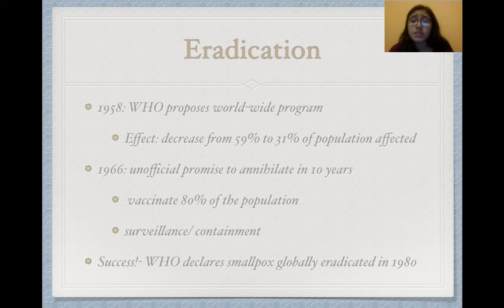So two important components of trying to fulfill this promise were, first, to try to vaccinate 80% of the populations, with the reasoning that it would then be easier to isolate the specific cases where smallpox did appear and quarantine them however they needed to be. So that was the second component as well, surveillance and containment. And this was hugely successful, such that the World Health Organization declared smallpox globally eradicated in 1980.